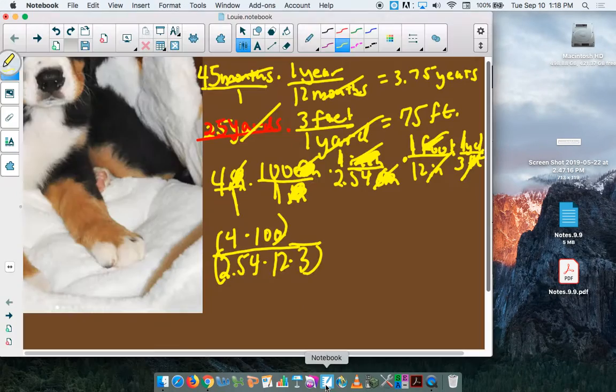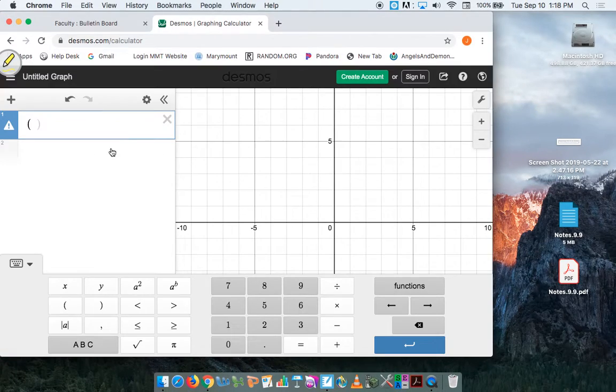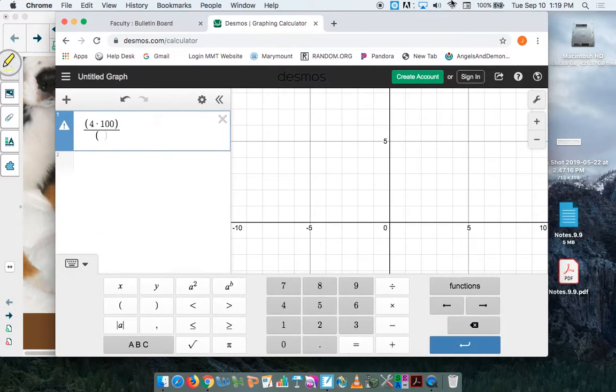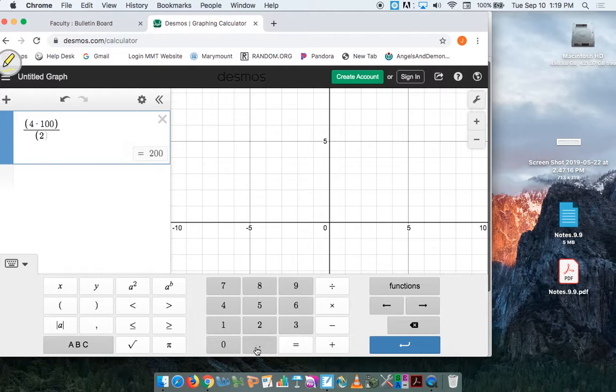Okay, so now let me move this over. We're typing in 4 times 100. I don't really need to do that. I realize that's 400. But saying it was ugly numbers, we're going to put in 4 times 100 divided by, open parentheses, and now put in the bottom, which is 2.54 times 12 times 3. 2.54 times 12 times 3.